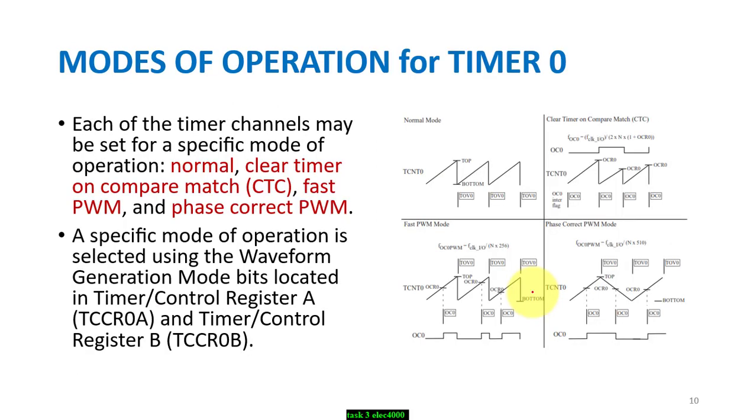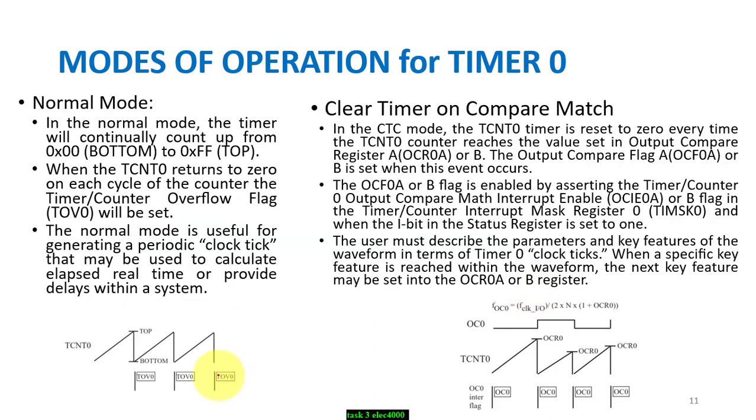Now the modes of operation are these 4 different modes, which I will go in details over here. First is the normal mode. In the normal mode, the timer counter register will count up from 0 to the maximum. Once it reaches the maximum, it will go back down to 0 and start counting up, and at every time it reaches the maximum, it produces a timer overflow signal. Quite straightforward.